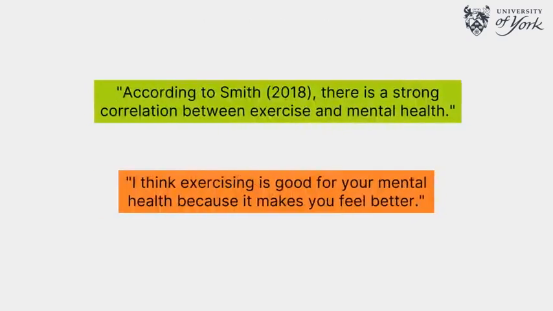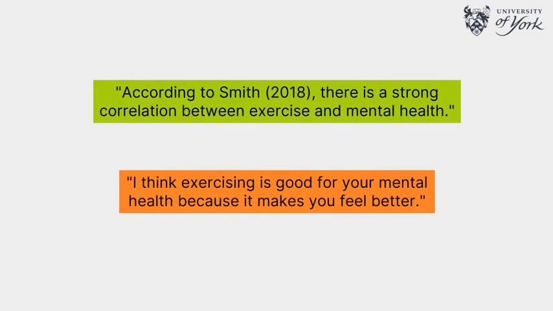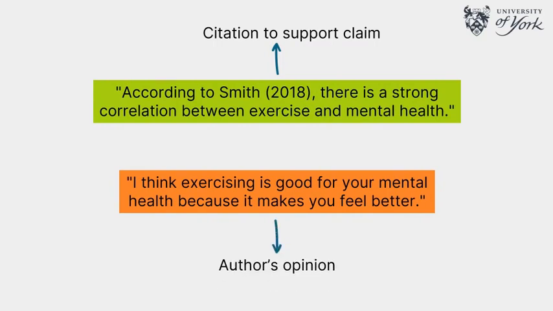Here are two more examples. Which one do you think falls into academic writing or informal writing? The top sentence includes a citation to support its claim, whereas the bottom sentence is based solely on the author's opinion. This should give you some insight into which one is which. The top sentence is a good example of a piece of academic writing, for it uses evidence to support the claims or arguments.